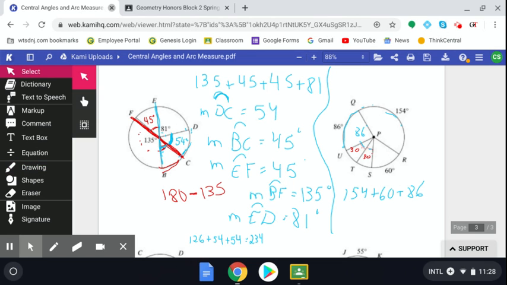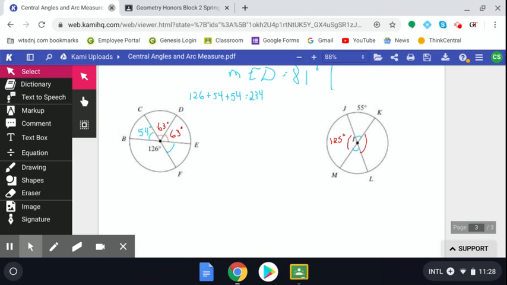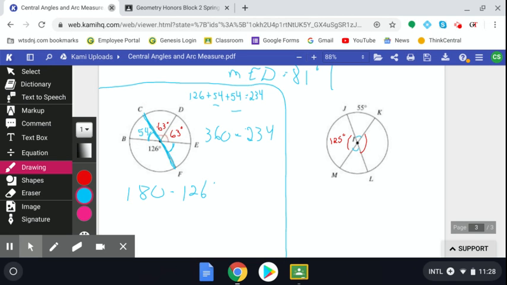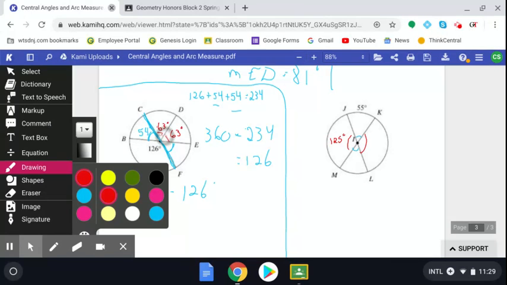And then over here, similar process. I know that this is a semicircle. So 180 minus 126 gives me 54. And now these two are vertical. So I have two 54s. And then what I can do is 360 minus 234. And that should give me 126. And because I have two congruent angles here, I just divide that by 2.